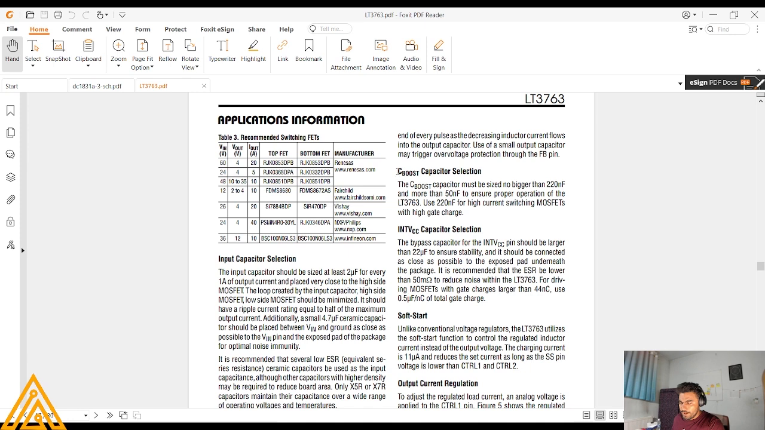So one of the things that we have to consider is the boost capacitor.